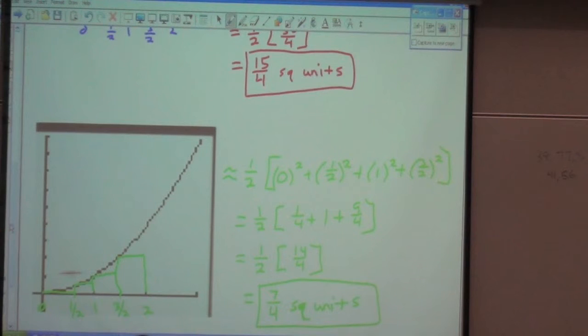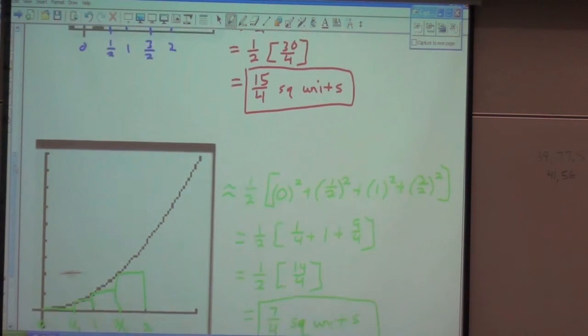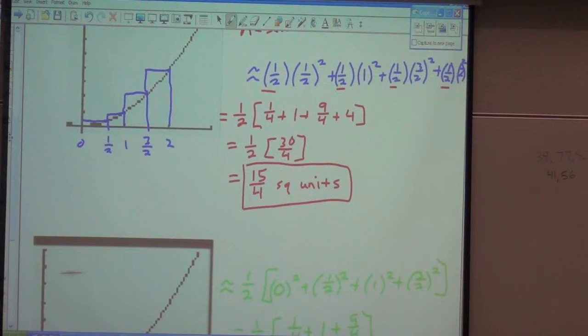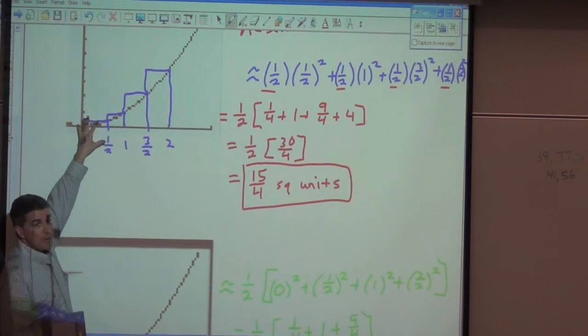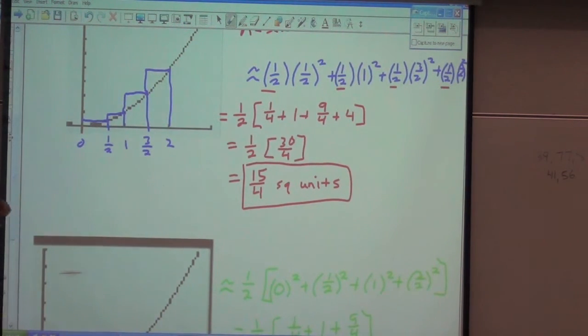But we can say with certainty that the actual area is somewhere in between those two. And if we wanted to be more accurate, what would be the best way? Draw more rectangles. If we drew more rectangles, we can get closer and closer to not having stuff above or below. The more rectangles we draw, the more accurate our approximation.